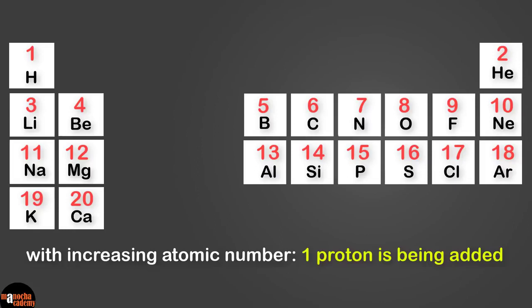Now how is the electron number changing? What do you think? That's right. The electrons are also increasing by 1 because remember, an atom is neutral. It has an equal number of protons and electrons. And note, we are not concerned about the number of neutrons right now.